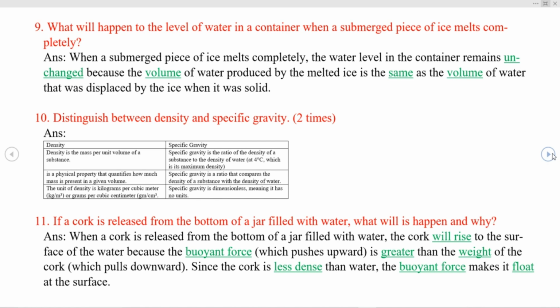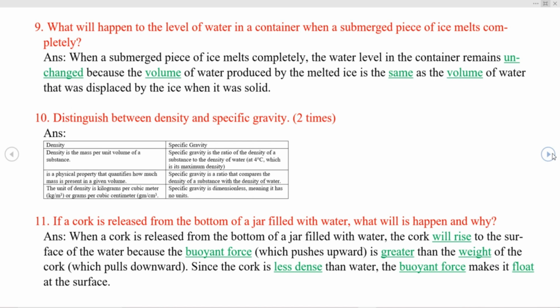Question number 10: distinguish between density and specific gravity. Density is mass per unit volume of a substance, whereas specific gravity is the ratio of the density of a substance to the density of water at 4 degrees Celsius, which is its maximum density. Density is a physical property that quantifies how much mass is present in a given volume, whereas specific gravity is a ratio that compares the density of a substance with the density of water. The unit of density is kilograms per cubic meter or gram per cubic centimeter, while specific gravity is dimensionless, meaning it has no units.